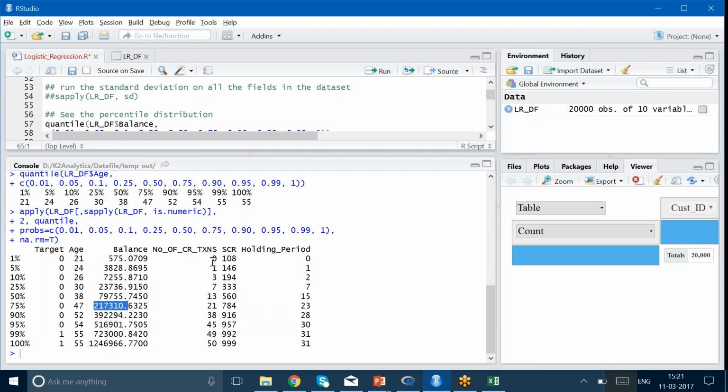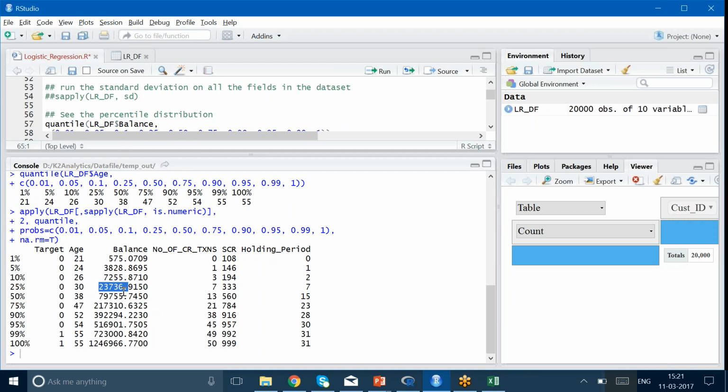For number of credit transactions, I can see from 0 to 49 and then 50. It's well in range. Score from 100, 108 to 999, and here it is 992 and 999. The numbers are very close to each other. These numbers are also very close to each other. So I can say there are no outliers. Holding period also doesn't seem to have outliers. So there are some outliers in balance, and I need to do outlier treatment for balance. Typically, outlier treatment, how do we go about doing it?